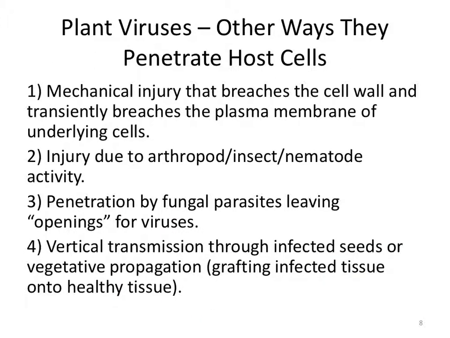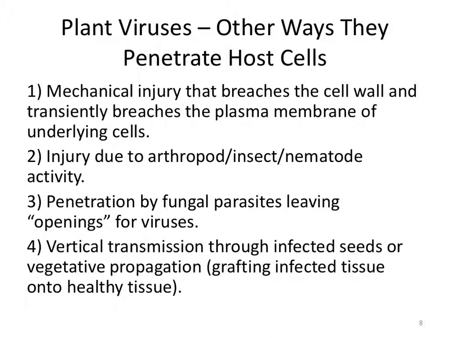There are many other ways that plant viruses can penetrate host cells, however. For example, any sort of mechanical injury that breaches the cell wall and therefore transiently breaches the plasma membrane of underlying cells will allow a virus to enter. This could be injury due to arthropods, insects, or nematode activity. So a lot of plant viruses are carried by insects or arthropods or nematodes. And when those animals damage the plant cell wall, then viruses can enter the plant cell. Viruses can also follow in the wake of fungal parasites, which might burrow into the plant cell wall, leaving an opening for viruses to then come through after.